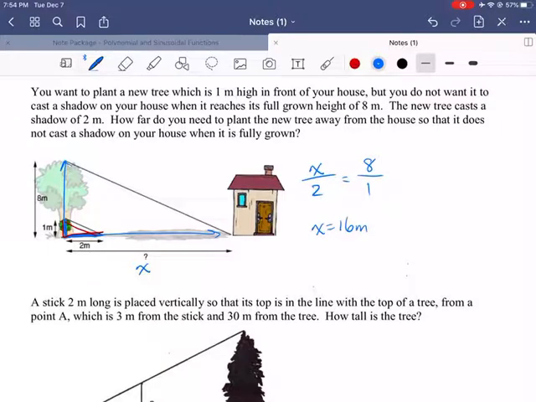So if the shadow is 16 meters, you should plant it 16 meters away from the house.